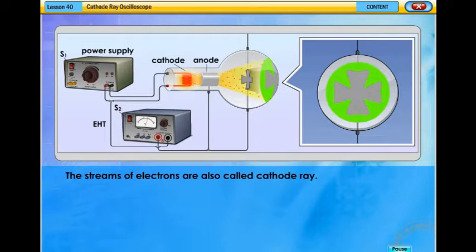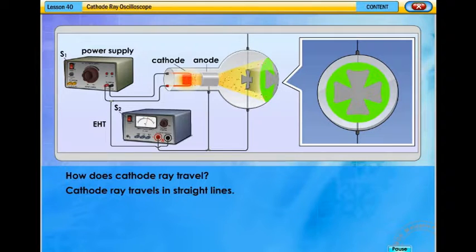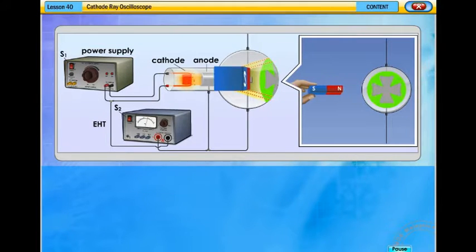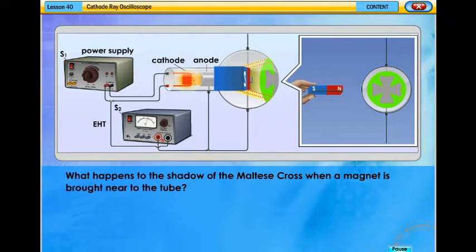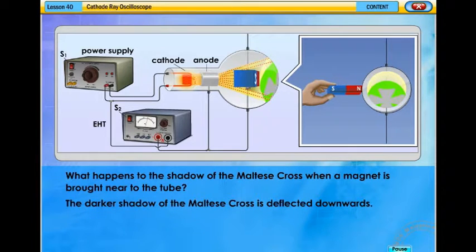The streams of electrons are also called cathode ray. How does cathode ray travel? Cathode ray travels in straight lines. What happens to the shadow of the Maltese cross when a magnet is brought near to the tube? The darker shadow of the Maltese cross is deflected downwards.